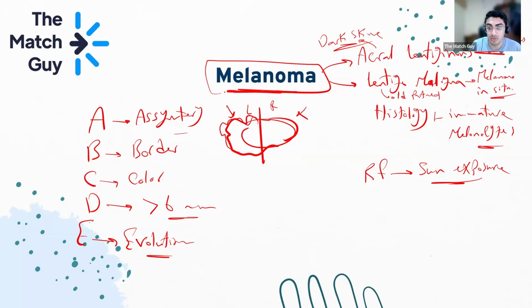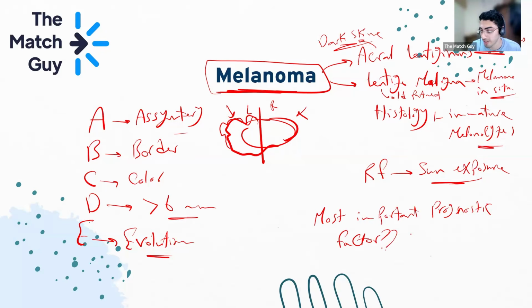So what question might he also ask about melanoma? He might ask you, what is the most important prognostic factor of melanoma? The answer would be the depth of invasion. And he might also not say depth of invasion, but vertical invasion. It gives the same meaning, okay?